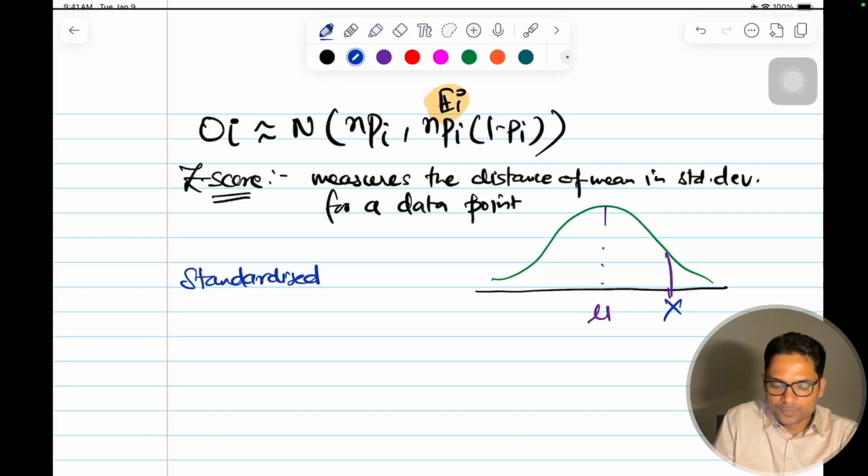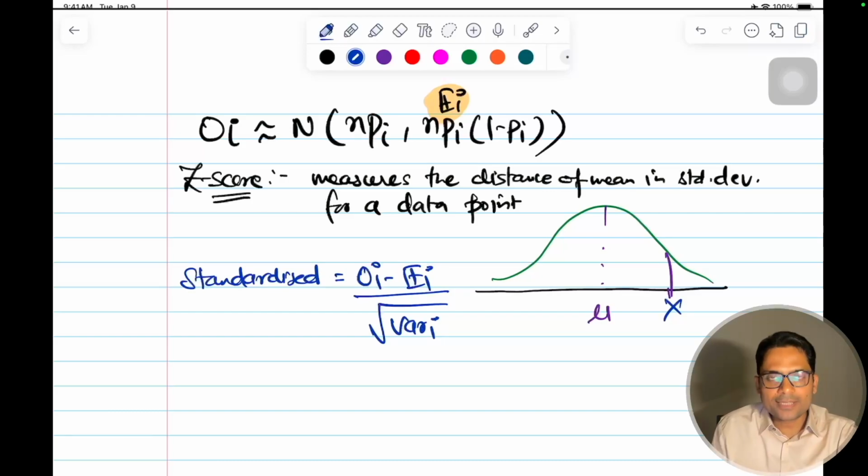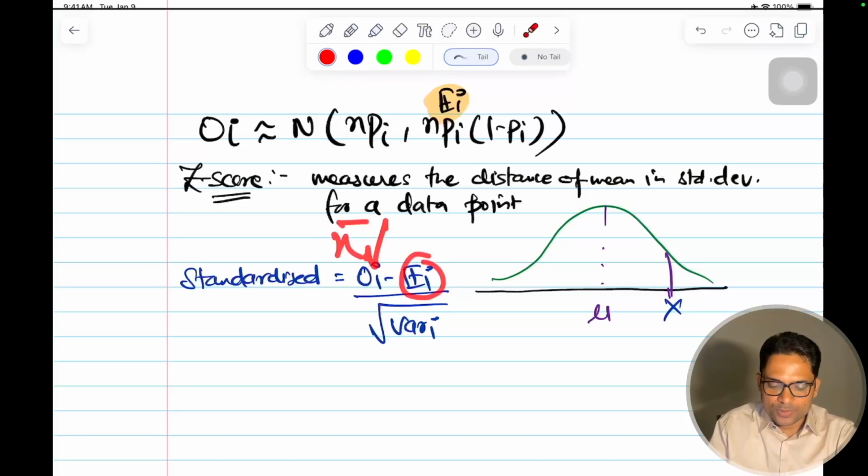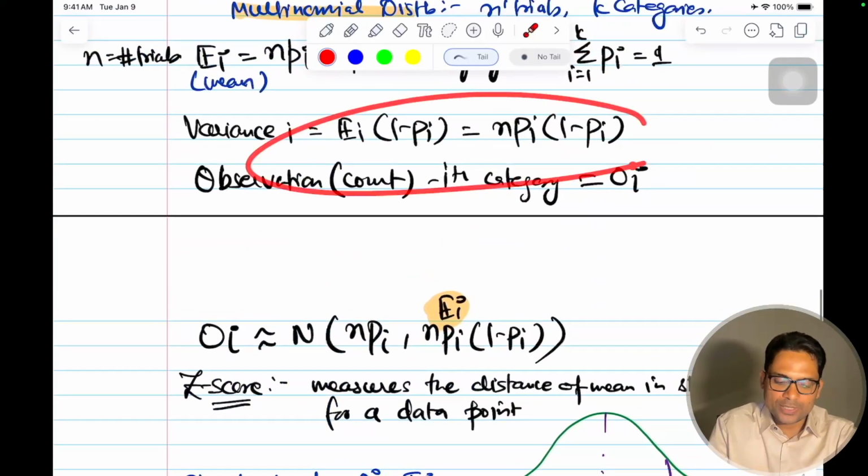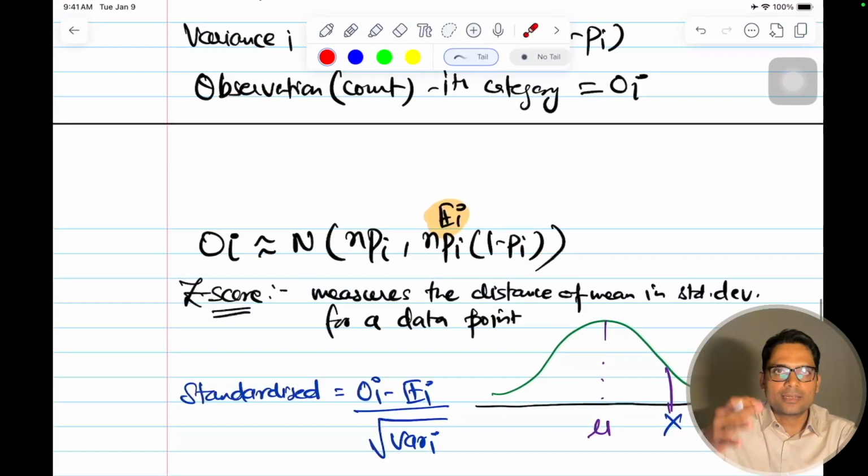Standardized: whatever your observed value is, minus your expected value, divided by the square root of variance of the ith category, right? We divide by the standard deviation. This is the square root of variance. This is your observed value, or x bar for a sample mean. And here we have counts, right? So this is your observed count for the ith category, and this is the expected count for the ith category, which I am getting from these multinomial trials, whatever the category is.